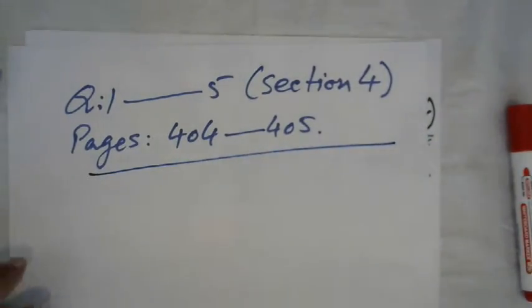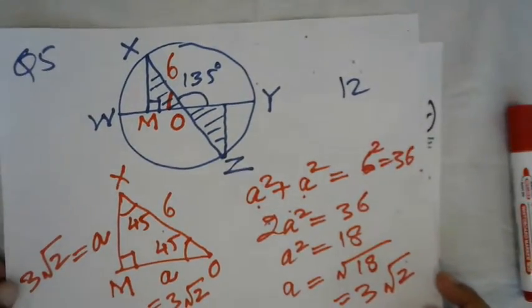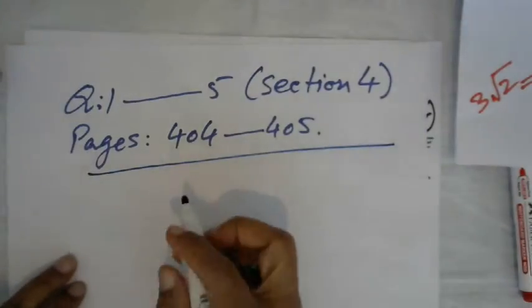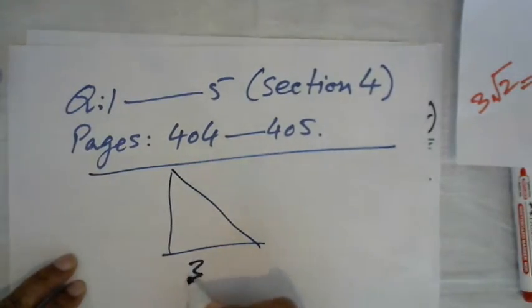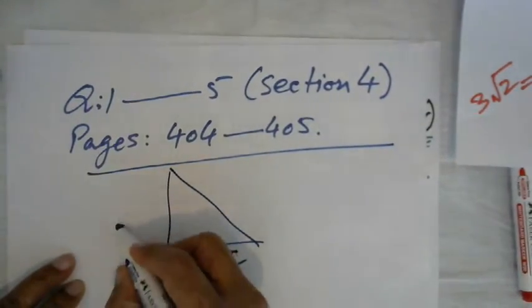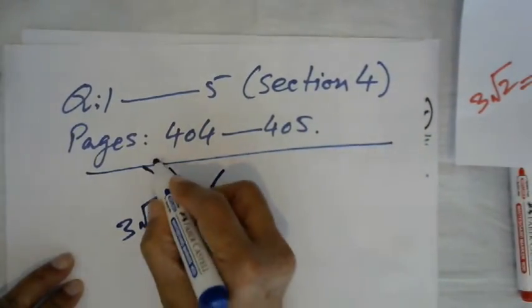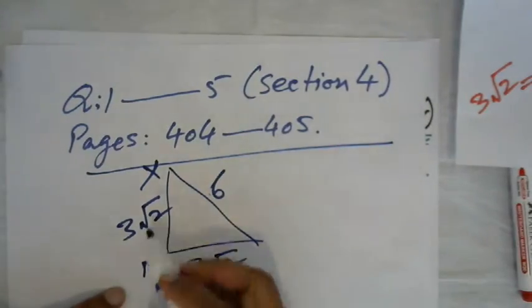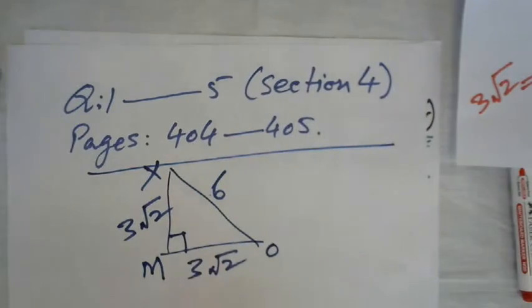Now we have found A. See this figure once again before I continue. So we have found A, which is 3 under root 2, and I'm going to use this triangle once again. This is 3 under root 2, this is 3 under root 2, and this is 6. This is vertex X, vertex M, and vertex O. This is a right angle triangle.